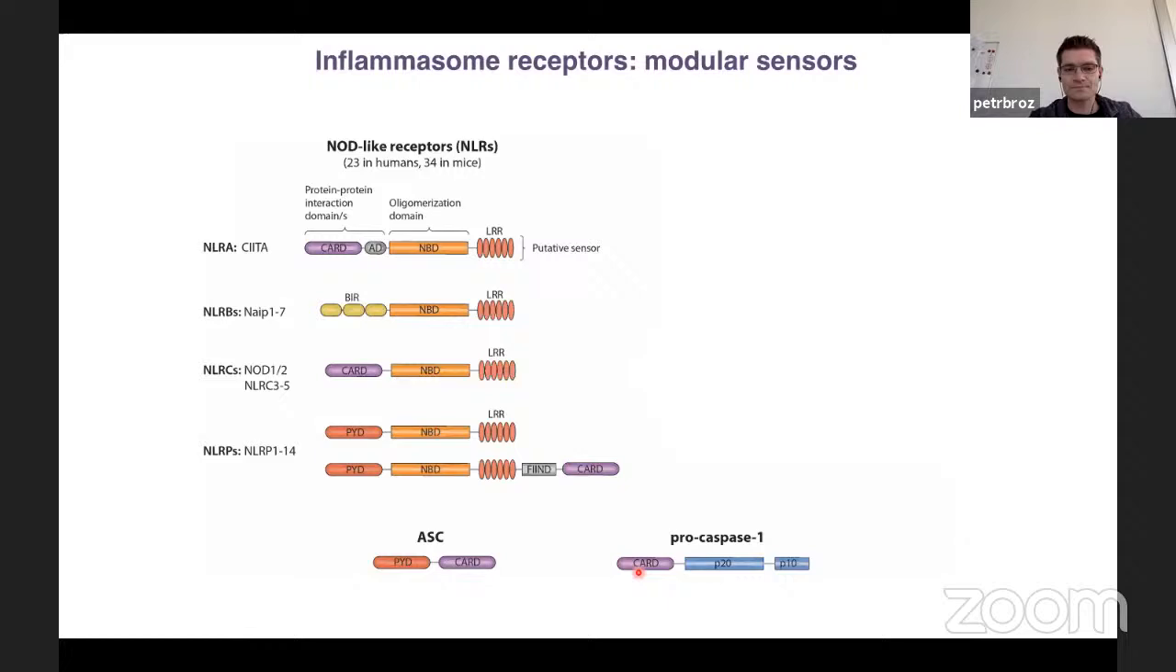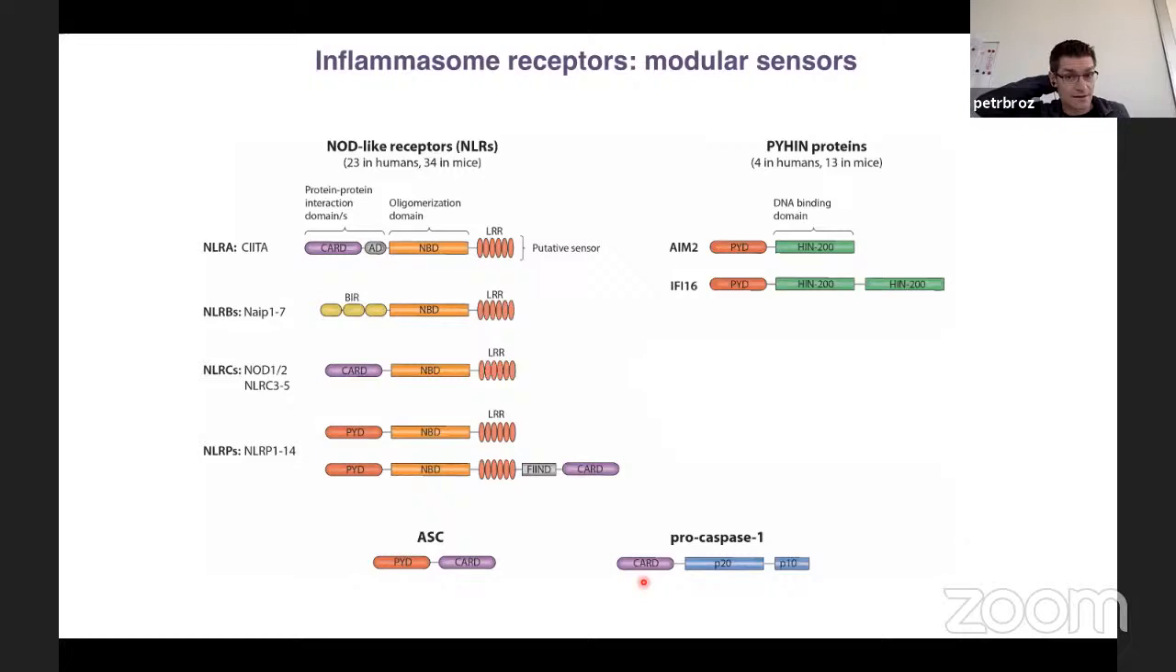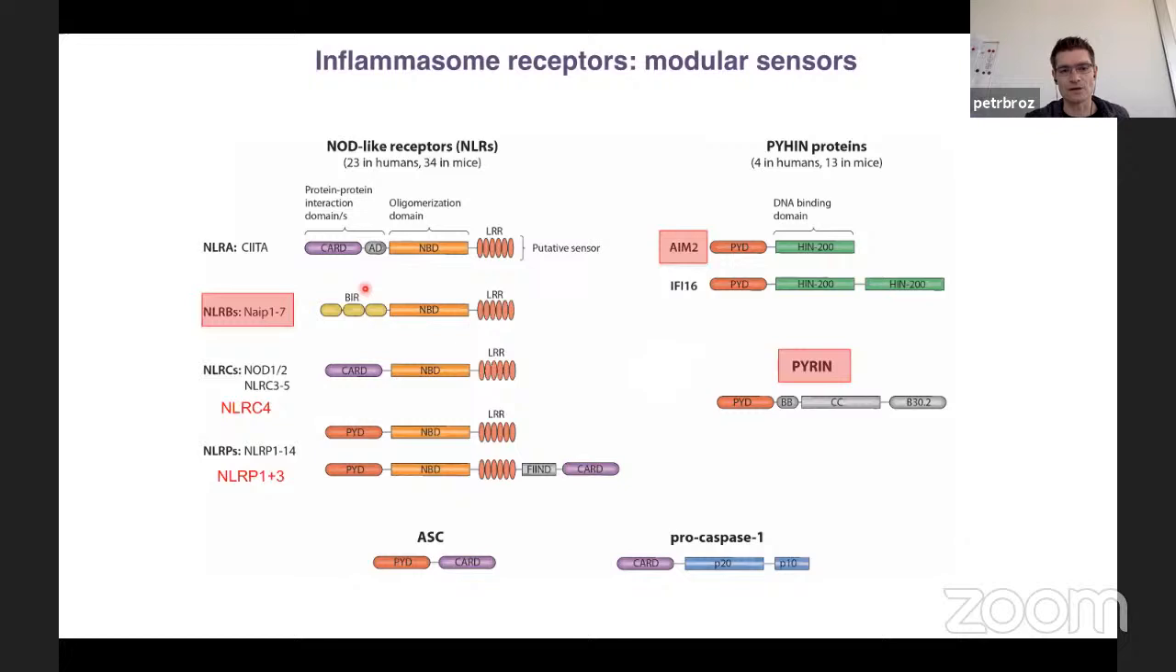Now, these types of domains you can also find in other proteins that will form inflammasome complexes, like pyrin proteins. AIM2, for example, has this pyrin domain that allows it to recruit ASC, and also this DNA binding domain, the HIN200. And also pyrin, which actually gave the name to the pyrin domain, contains such a domain. Now, although there are now a lot of these proteins known that have, in theory, the potential to build inflammasomes, so far only a few of them have been shown to be able to build such a complex. So AIM2 of this group here, pyrin, and a couple of the NLRs.